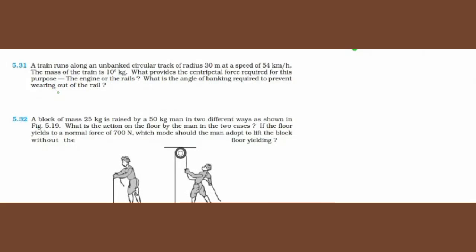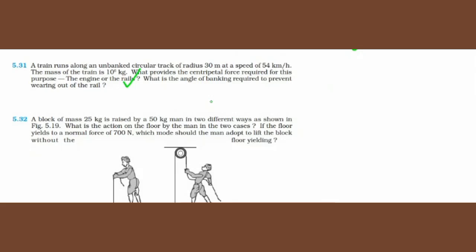R is given, 30 meter. With a speed of 54 km per hour, again you have to convert into meter per second. Mass of the train is 10 power 6 kilogram. What provides the centripetal force required for this purpose? Engine or the rails? Centripetal force is given by friction. Friction is obtained from rails. So the answer is rail. Rail will give the necessary centripetal force.